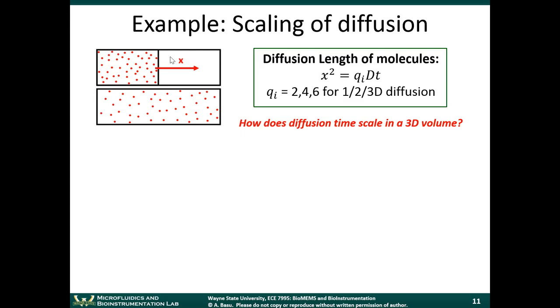So the question is, how does diffusion time scale in a 3D volume? Let's just do this as a warm-up real quick. What is the scaling relation here for three-dimensional diffusion?